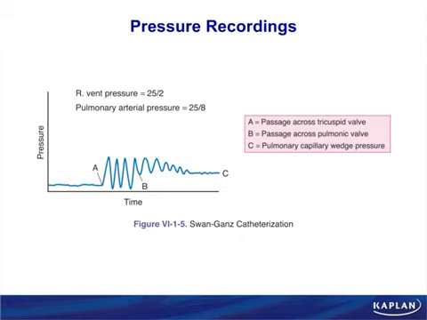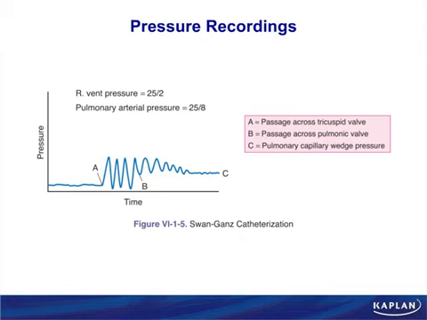The tip of the catheter is now in the right ventricle. Now at point B, notice what happens. Diastolic pressure goes up. So we're still trying to advance the catheter. We're in the ventricle, and then boop, we pass through the pulmonic valve. And we know we pass through the pulmonic valve at point B because diastolic pressure has gone up. Systolic's about the same, but diastolic is higher.